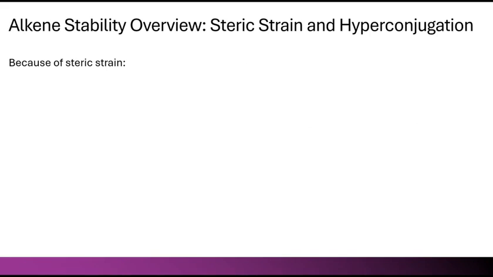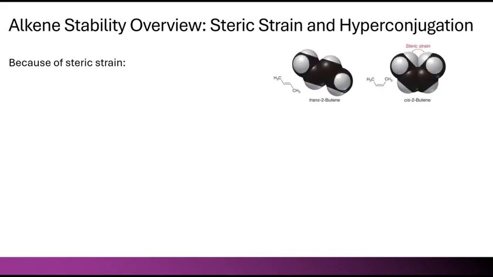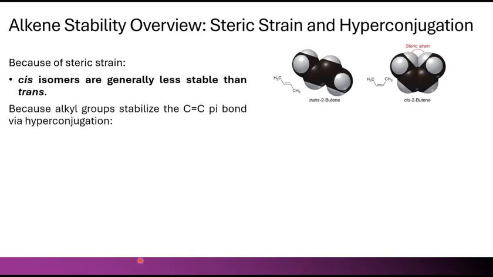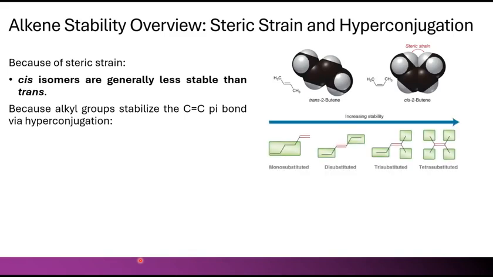Alkene stability overview: steric strain and hyperconjugation. Because of steric strain, considering trans-2-butene versus cis-2-butene, the cis isomers are generally less stable than the trans isomers. Because alkyl groups stabilize the C double bond C pi bond via hyperconjugation, we're going to see increasing stability with more alkyl groups. More alkyl groups, more stable alkene. So the tetrasubstituted alkene is going to be more stable compared to a monosubstituted alkene.